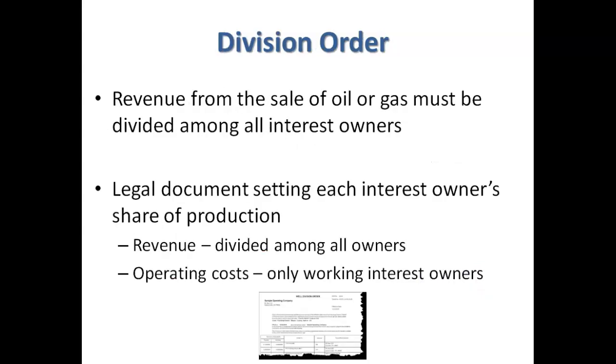Now we have a document that's a division order, and this will tell us how the revenue from the sale of oil and gas is going to be divided between the different interest owners. It's a legal document, and it sets each interest owner's share of production. It's going to discuss the revenue, how it's going to be divided, and the operating costs, and it will note that those are only going to be the working interest owners.